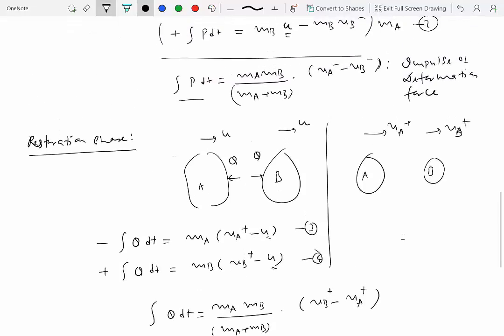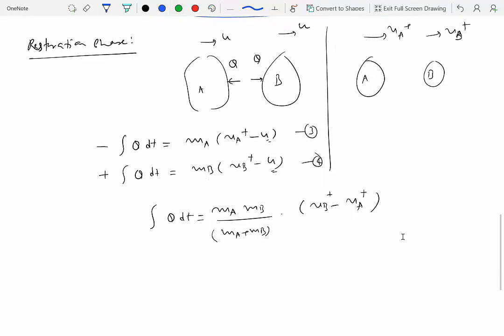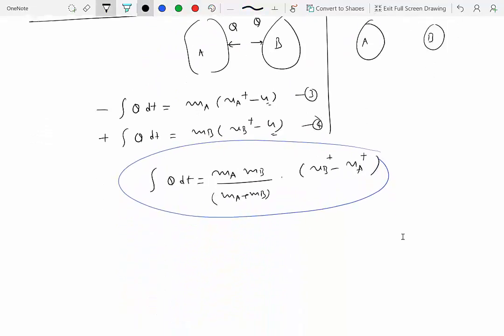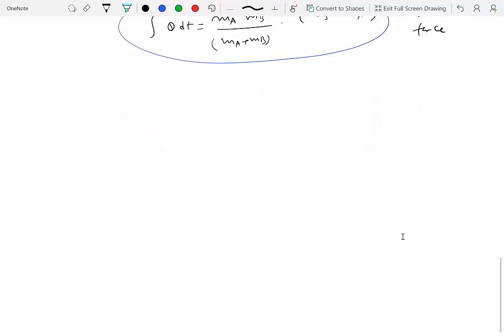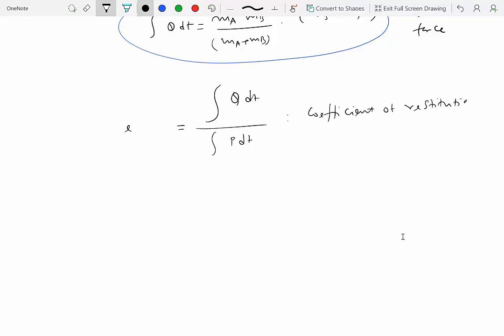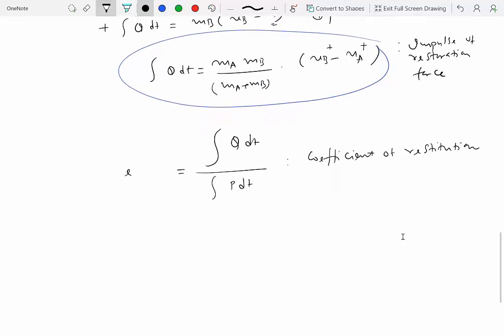Okay, so now this is interesting. We have integral p dt from here, and we have integral q dt from here, okay? So these are basically the impulse of the deformation force and the impulse of the restoration force. The ratio of these two, integral q dt over integral p dt, is defined as a quantity called the coefficient of restitution. So e is defined as the ratio of the impulse of the restoration force and the impulse of the deformation force.